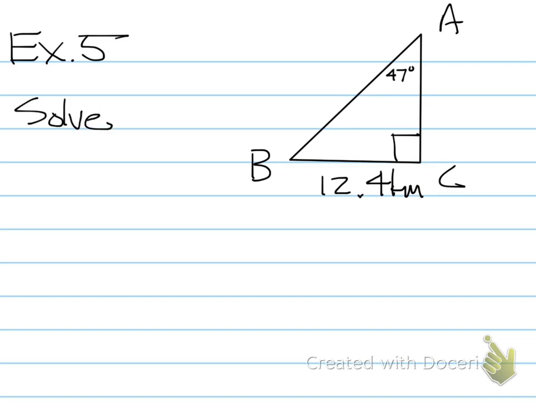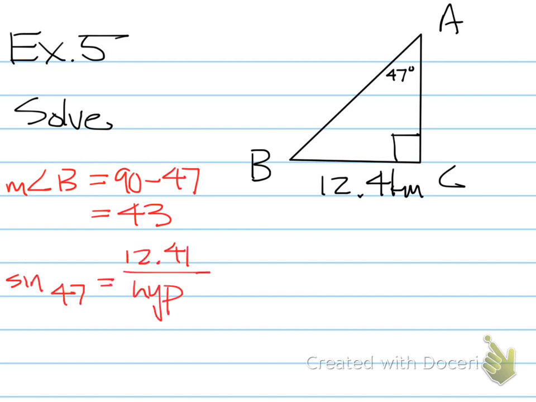All right, so we want to find all the unknown angles and sides that are not already given. Let's start with the angle. The acute angles in a right triangle always add up to 90. So to find angle B, we just subtract 47 from 90. So the measure of angle B is going to be 43. And now we can use trigonometry to find the other two sides, given that 47-degree angle.